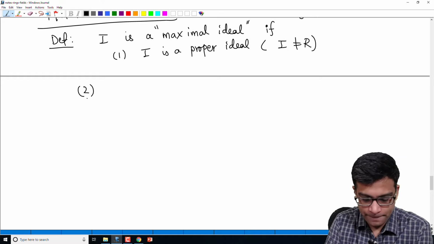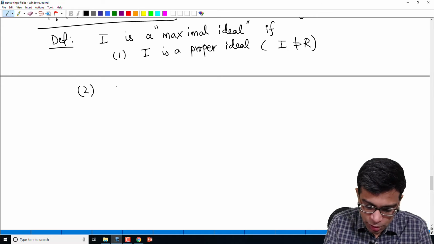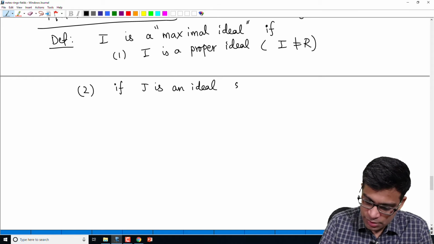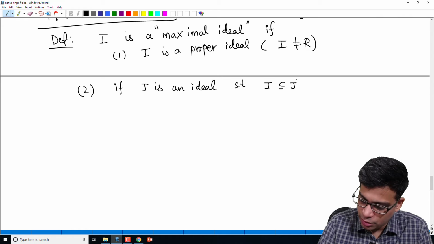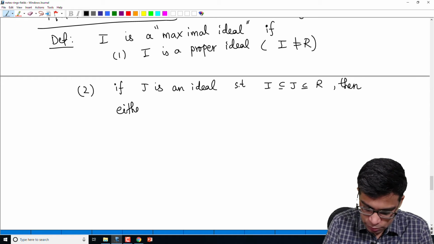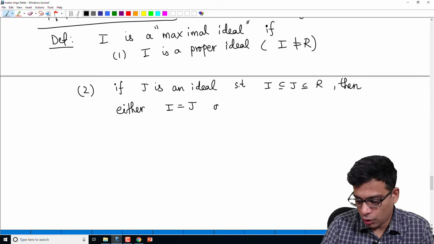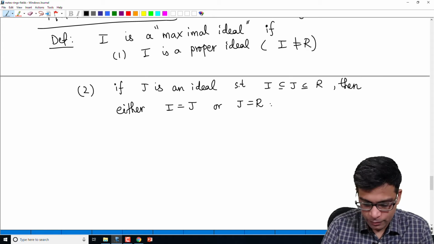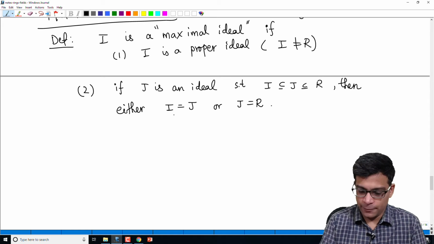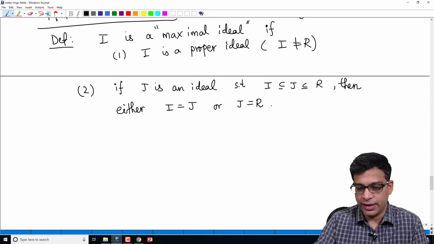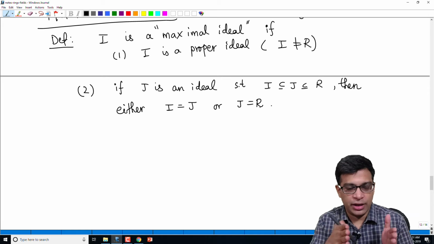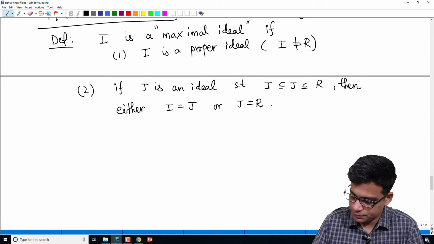The second condition is, if J is any ideal such that I is contained in J, which is contained in R of course, then either I is J or J is R. So the only ideals that contain I are the ideal itself and the ring itself. These are the only two ideals that contain I. So there's nothing properly between I and R. So that's a maximal ideal.